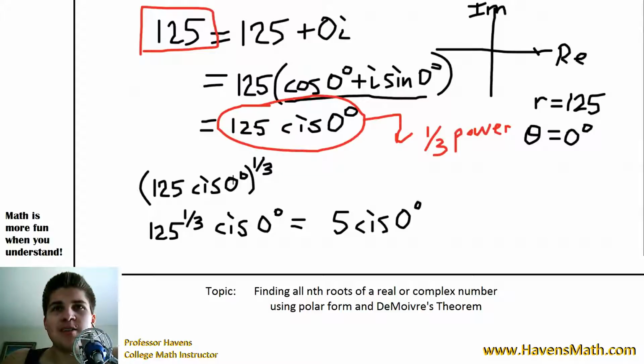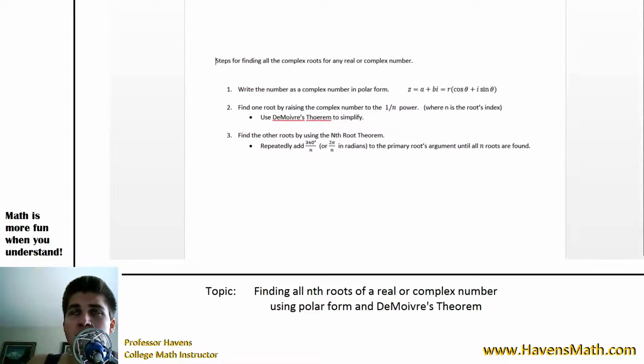And so essentially, yes, we find out one of the nth roots is 5 CIS 0, but the way this is easier is that we can find the rest of them by doing step 3. So find the other roots by using the Nth Root Theorem. And again, that theorem is a little bit complicated as it is in the textbook, but basically the shortcut that I like to teach in my class is you take that first one, you repeatedly add 360 divided by n, and that will generate all the rest of the roots. That's as easy as it is, actually.